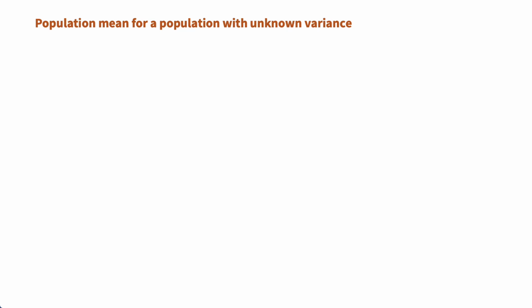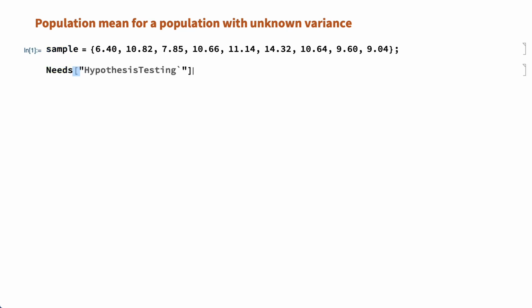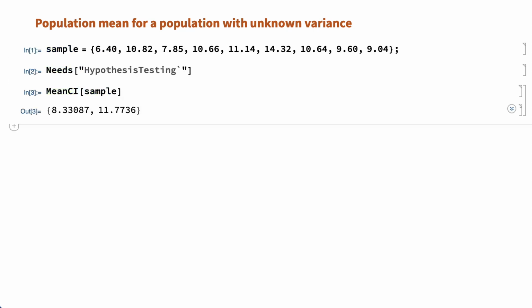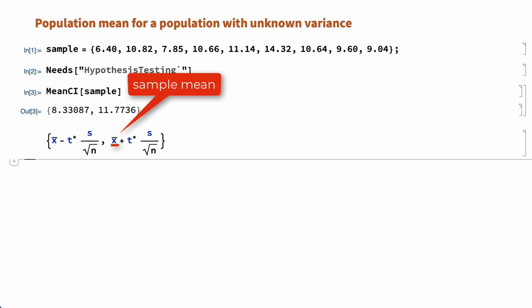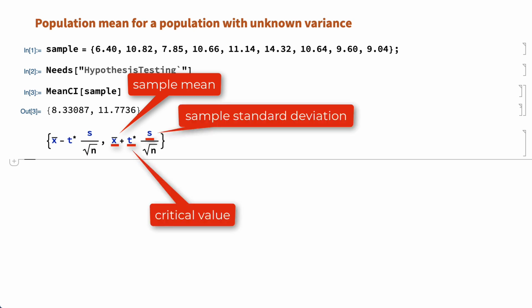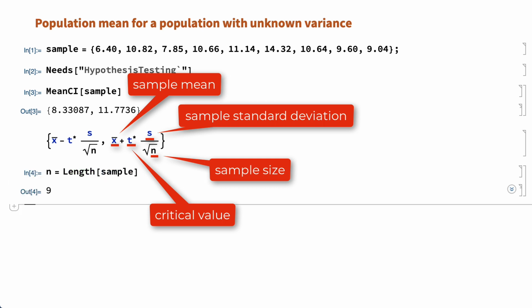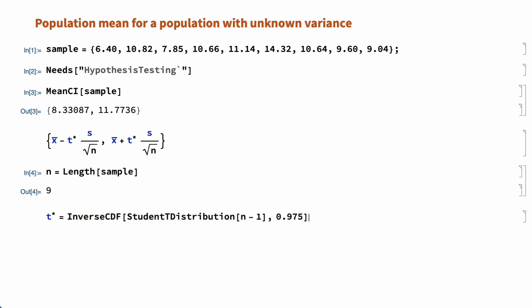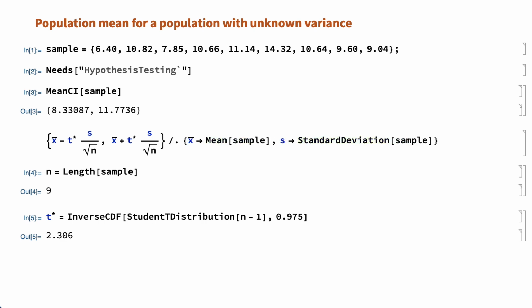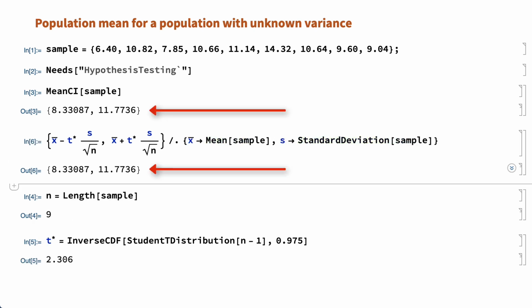As described in a previous section, starting with a sample like this one, the default output of the mean CI function is a confidence interval for the mean of the population with the assumption that the variance of the population is unknown and so is estimated from the sample. This result uses a formula involving the sample mean x bar, a critical value t star, and the standard deviation s and size n of the sample. The value of t star is based on the student t distribution, and those values can then be inserted into the formula to get the same result as the result from the mean CI function.